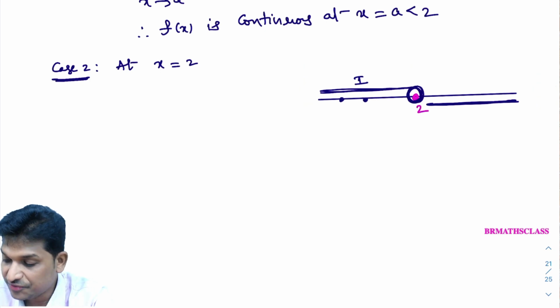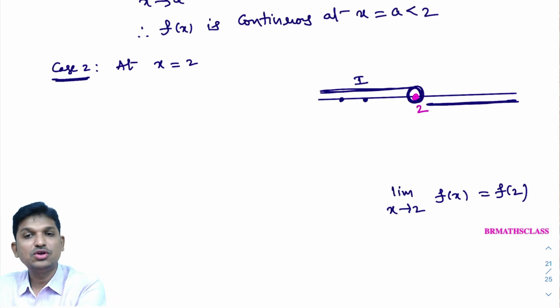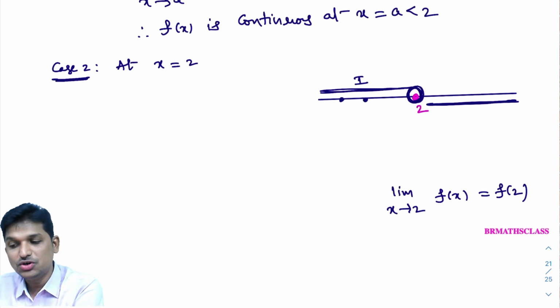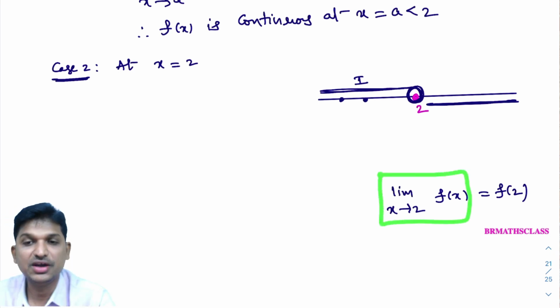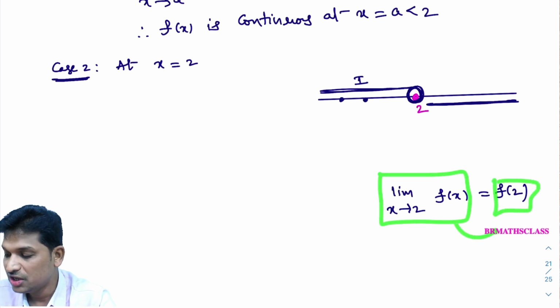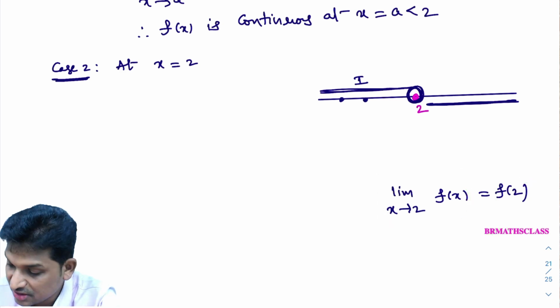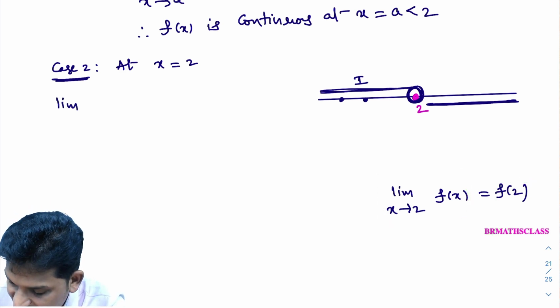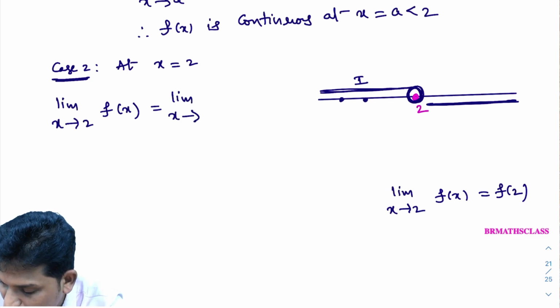When we say a function is continuous at x equal to 2, if the limit as x approaches 2 of f of x equals f of 2, then we say the function is continuous at x equal to 2. So for that, I'll calculate the limit as x tends to 2 of f of x, and then I'll calculate f of 2. If both are equal, then the function is continuous at x equal to 2. Good. So first we'll calculate the limit as x approaches 2 of f of x.